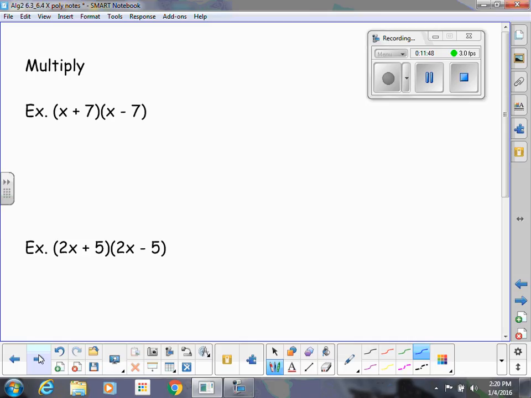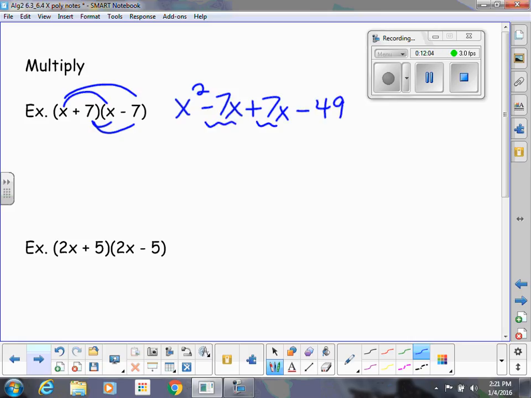All right, now that you've tried it on your own, I'm going to show you how I did it. I'm just going to FOIL. So I got x squared minus 7x plus 7x minus 49. And notice what happens when I combine my like terms: they equal 0. They cancel each other out, and I just have x squared minus 49.